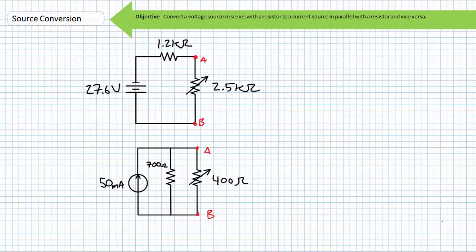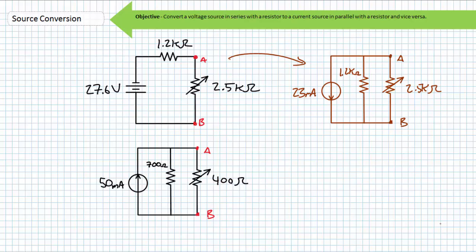If you've done everything correctly, a 27.6 volt voltage source in series with a 1.2 kilo ohm resistor is equivalent to a 23 milliampere current source in parallel with a 1.2 kilo ohm resistor. Either configuration should induce approximately an 18.6 volt drop across the given 2.5 kilo ohm load resistor and approximately 7.5 milliamperes of current through it, rounded to the tenths place.